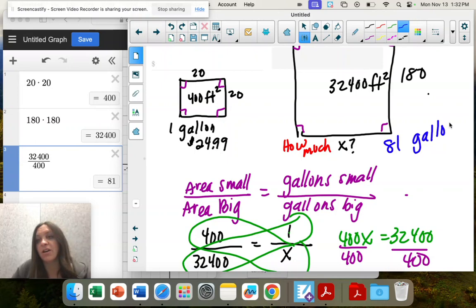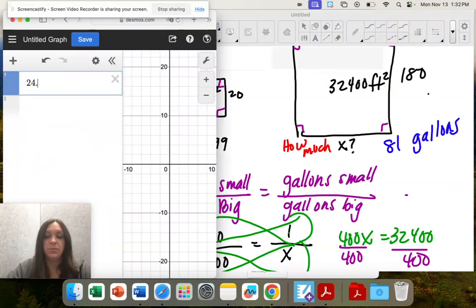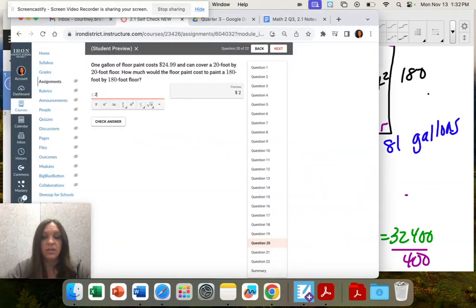How much is that going to cost? How much is 1 gallon? $24.99. So we're going to take $24.99 times 81. So $2,024.19.